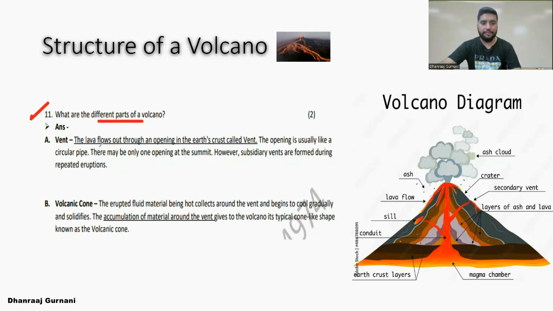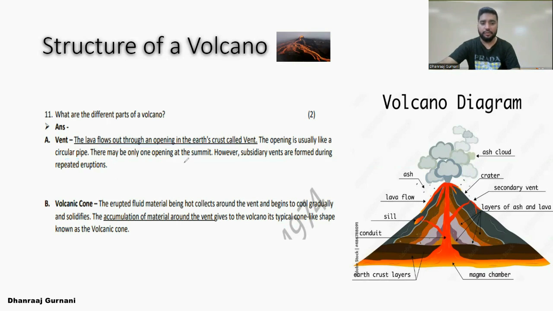It says the lava flows out through an opening in the Earth's crust, called the vent. The opening is usually a circular pipe. So from where the lava comes out, that's what we call the vent. Here you have an image. Usually the vents are circular in nature.